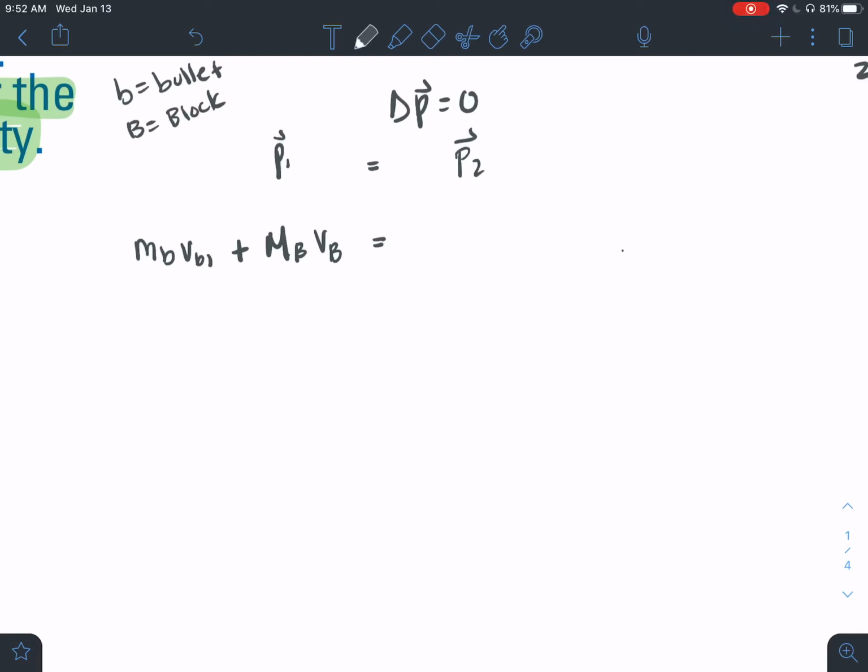Then, after the collision, they have connected together, and because they are connected together, they have the same velocity. So we can just say the velocity at 2, the velocity of them together, times their combined masses. This is because it is a perfectly inelastic collision where they combine together. As we look at this, once again, this is what we're trying to solve for, so we can go ahead and isolate that. The block originally had no velocity, so that cancels out. So we get the mass of the bullet times the initial velocity.